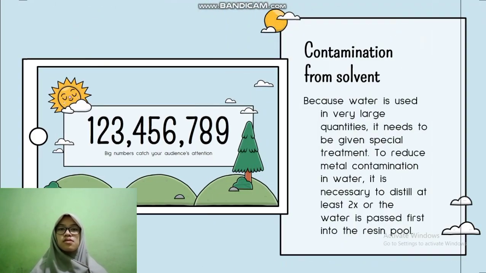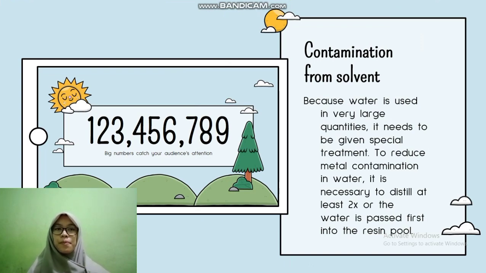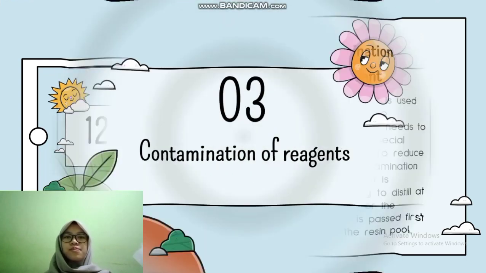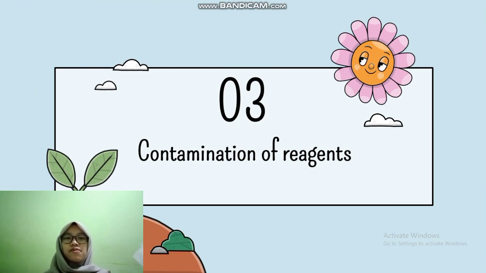Contamination from solvent. Because water is used in very large quantities, it needs to be given special treatment. To reduce metal contamination in water, it is necessary to distill it at least twice, or the water is passed first through a resin column. And then I will explain about contamination of reagents.